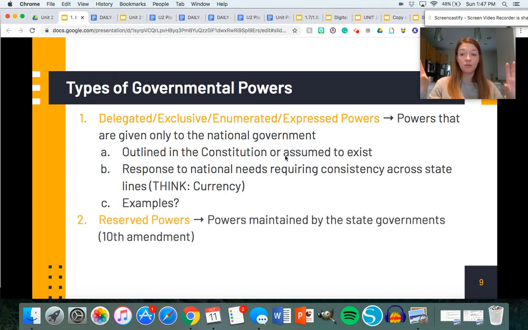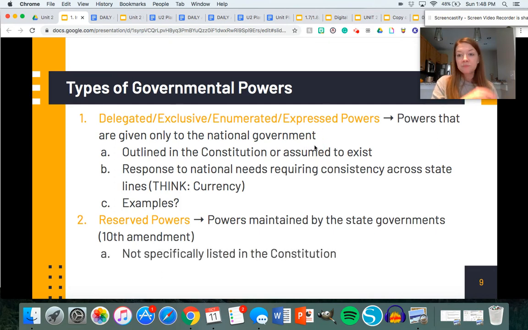Now, on the other side of our circle, we have the powers that are exclusively given to the states. We call these reserved powers. These are powers that are maintained by the state governments because, remember, they were really the ones that had these powers originally under the Articles of Confederation. And we see this being solidified by the 10th Amendment. Now, there really is nothing specifically listed in the Constitution. The way the 10th Amendment is worded is it really says as long as it's not given to the national government or denied to the states, it is reserved to the states. So there really is nothing specific.